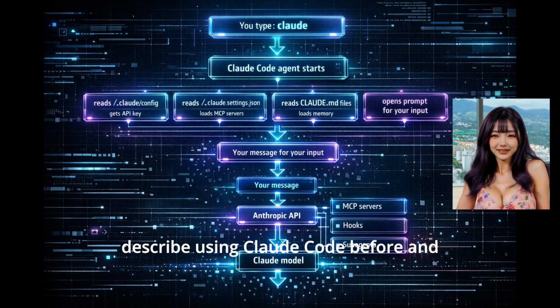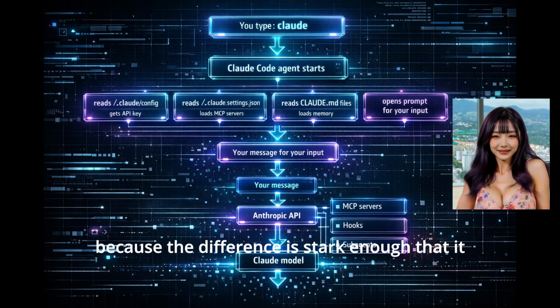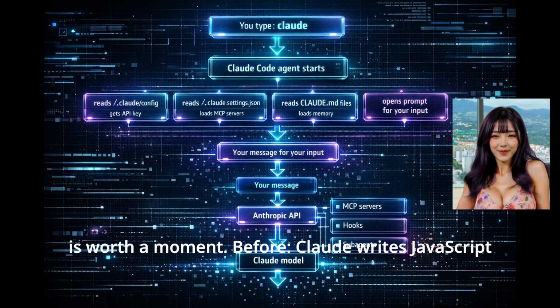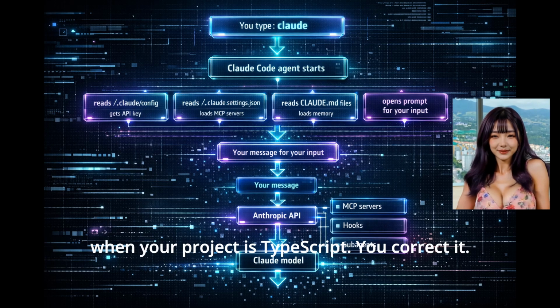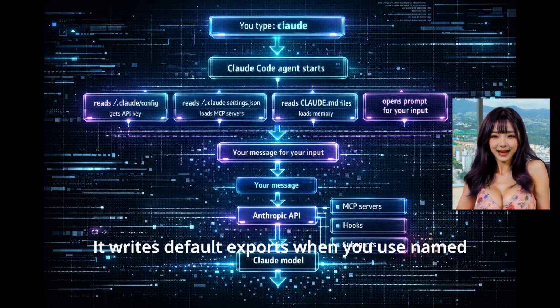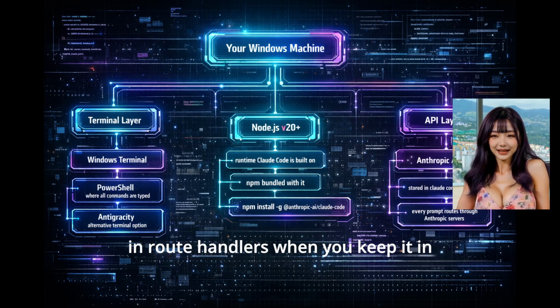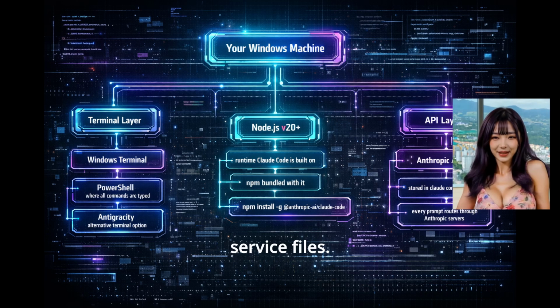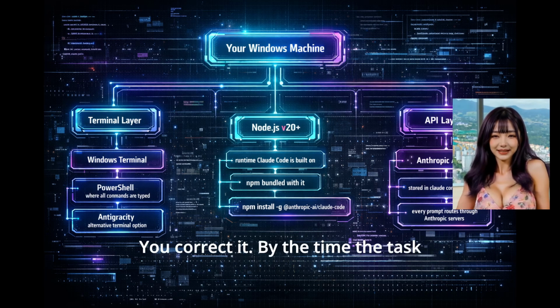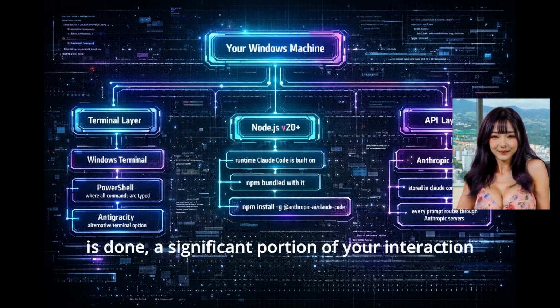Let me describe using Claude Code before and after a well-written CLAUDE.md, because the difference is stark enough that it is worth a moment. Before, Claude writes JavaScript when your project is TypeScript. You correct it. It writes default exports when you use named exports. You correct it. It puts business logic in route handlers when you keep it in service files. You correct it. By the time the task is done, a significant portion of your interaction has been correction rather than creation.